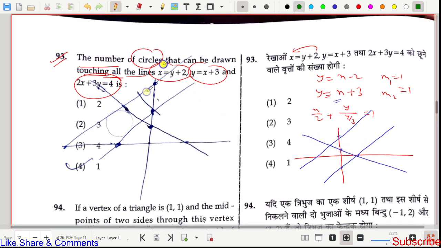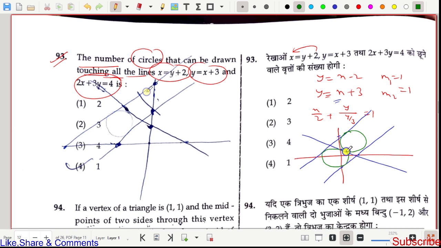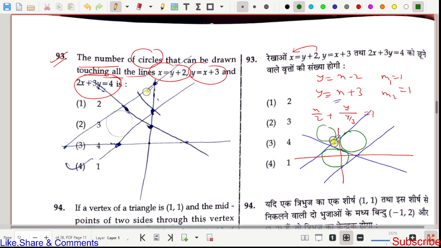Now check how many circles we can draw which touch all these 3 straight lines. We can draw one circle here, like this way. Similarly, another we can draw like this way. The rest of the places we cannot draw. We can draw here, but it touches 2 straight lines but not the 3. The circle must touch all 3 straight lines. So maximum we can draw 2 circles which touch all these 3 straight lines. So the answer will be the first option, that is 2.